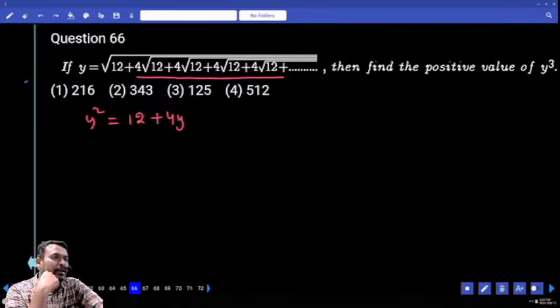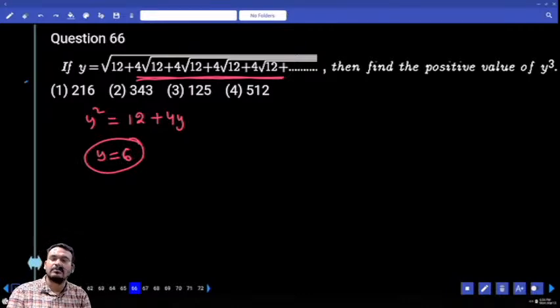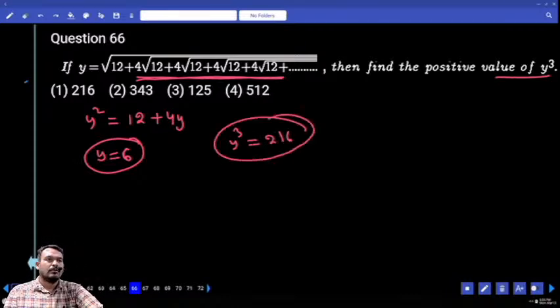Squaring on both sides, y square equals 12 plus 4 root and so on. In place of this value, we already know y. Then we write y square equal to 12 plus 4y. Simplify the quadratic equation to get the y value, or verify the y value 6. 6 square is 36, left hand side 36. Right hand side 12 plus 24, same. So y must be 6. The question is y cube. What is the answer? 216. Either simplify the quadratic equation or substitute the y value 6.